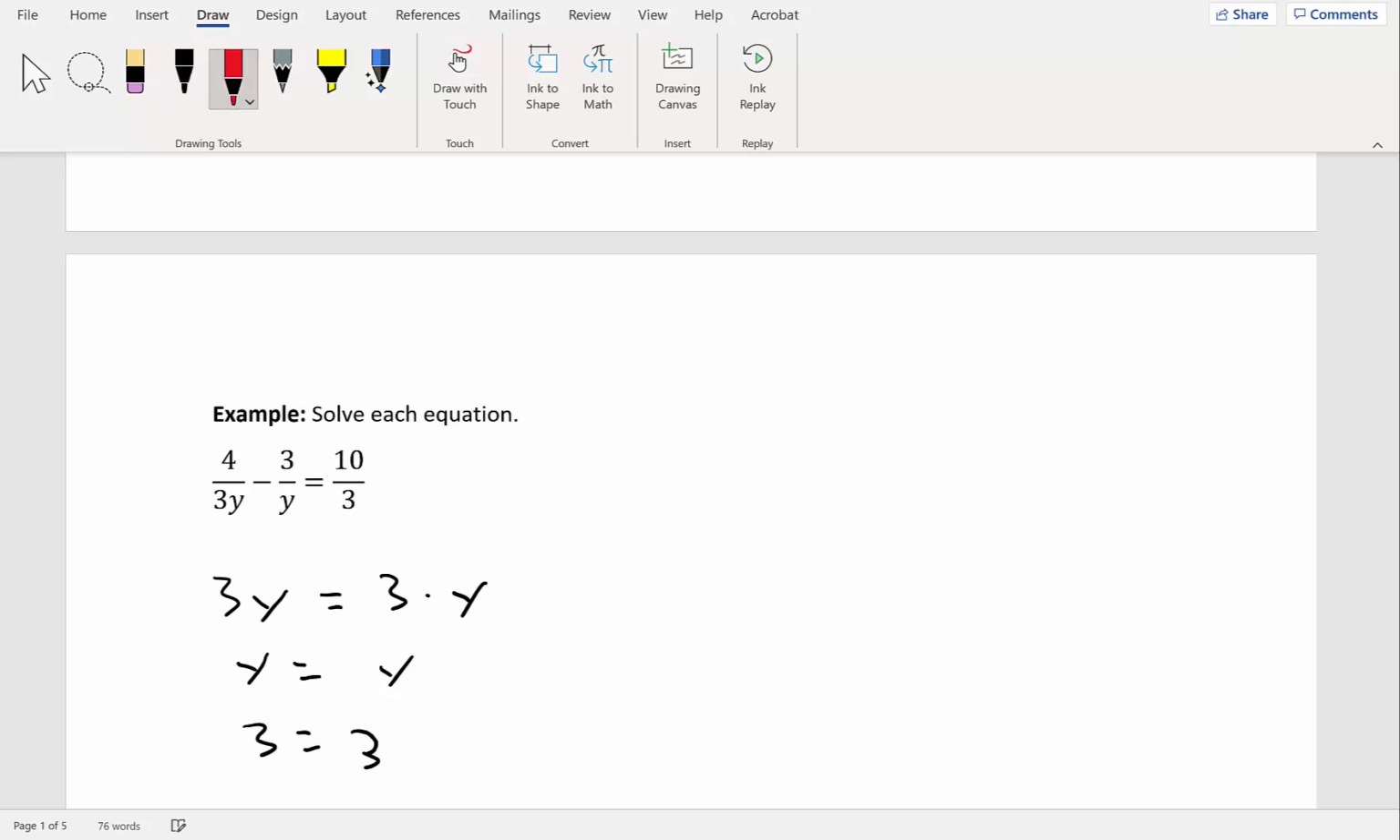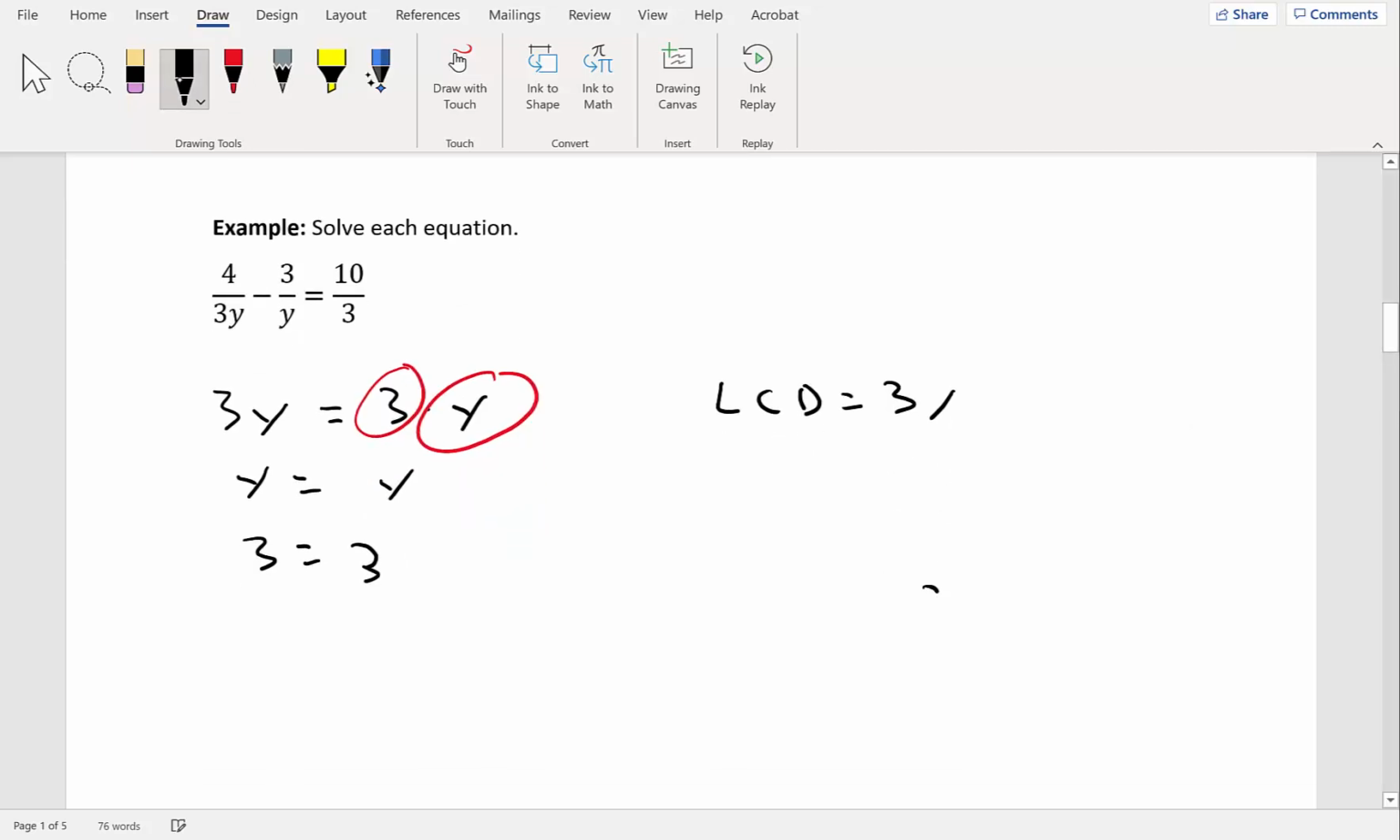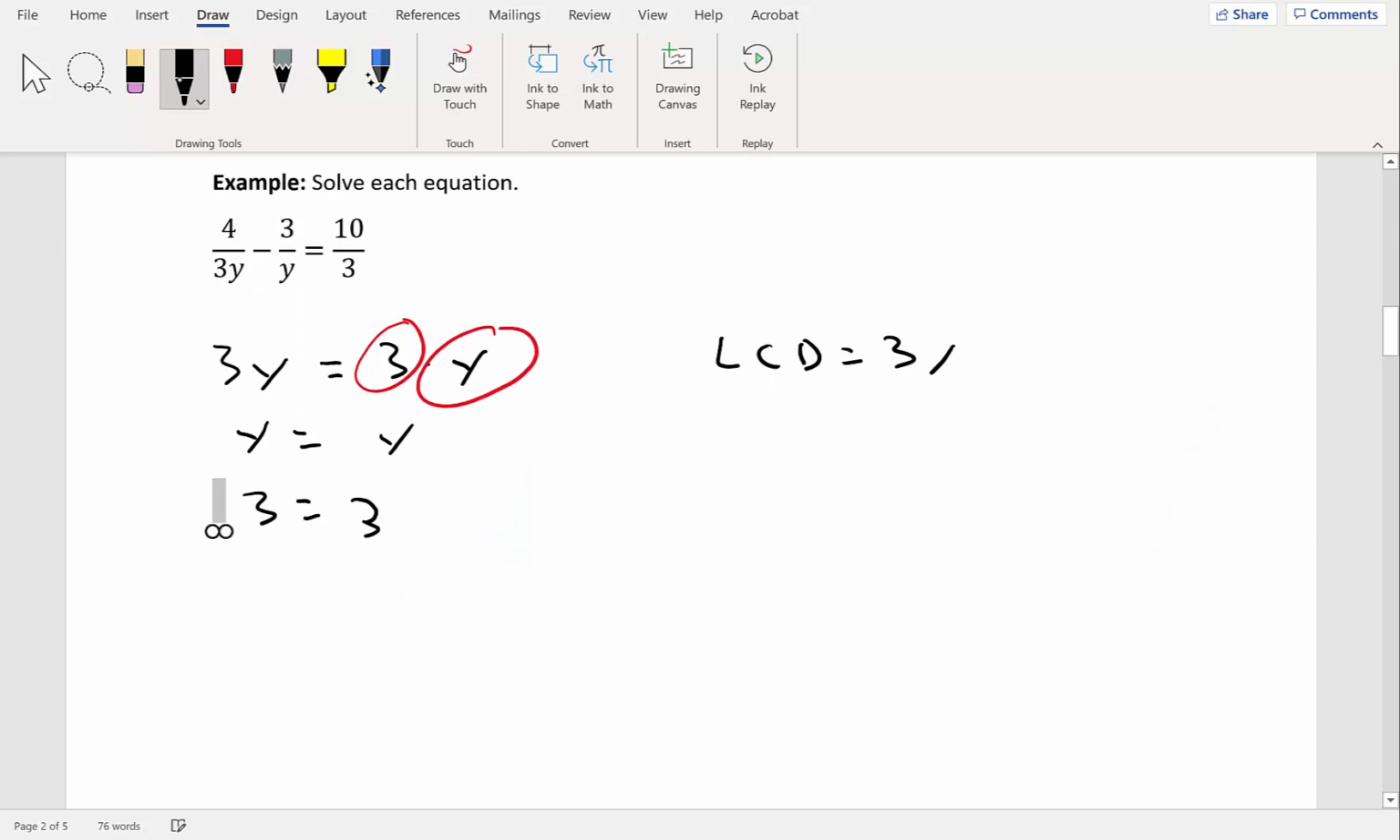So let's circle the most amount of times each factor appears. Well, 3 appears once in the first list, once in the third list. So the most amount of times it appears is just once. Y, once in the first list, once in the second list. So we just circle one of the y's. So our LCD here is 3y. So let's go ahead and multiply each one of these by 3y.